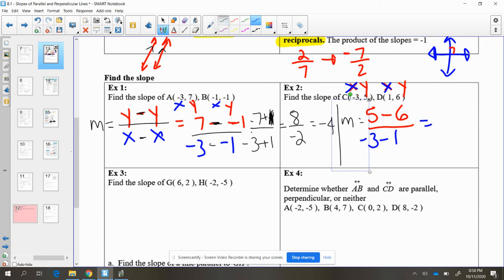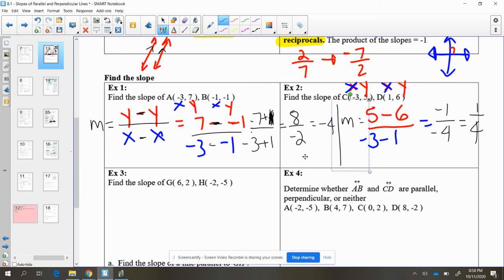So this time we end up with 5 minus 6 is -1. -3 minus 1 is -4. So positive 1/4 there. All right. The next two, or excuse me.